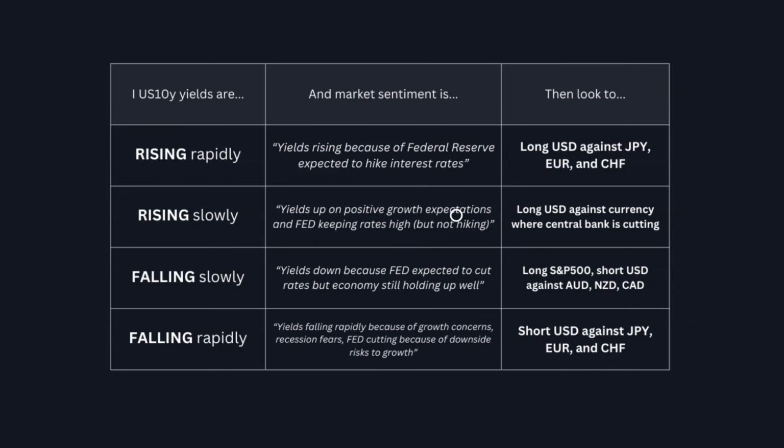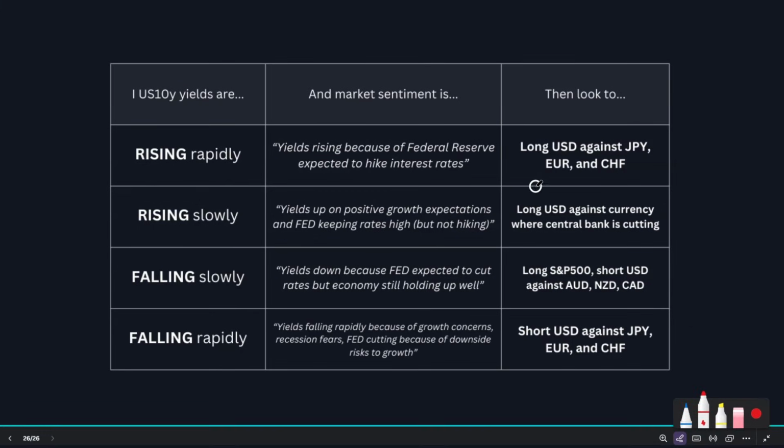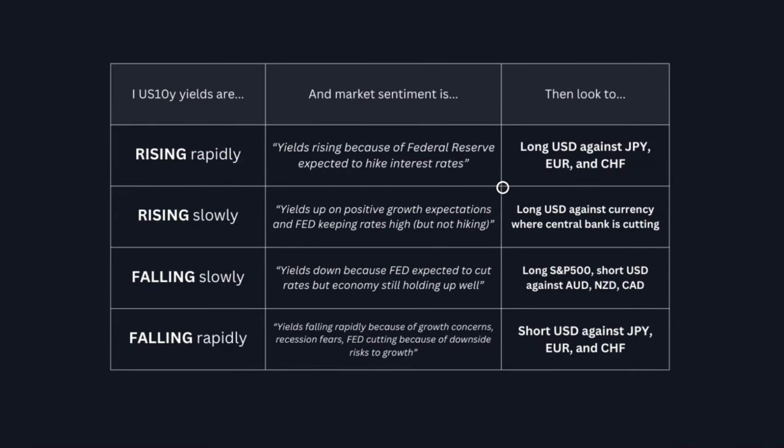So here's your homework. Screenshot this table, print it out, tape it onto your desk, and before you take a swing trade, ask yourself in which regime we're in. Are yields rising rapidly, rising slowly, falling slowly, or falling rapidly? Importantly, also understand whether this context is actually likely to continue or not. That's the whole point in fundamental analysis.